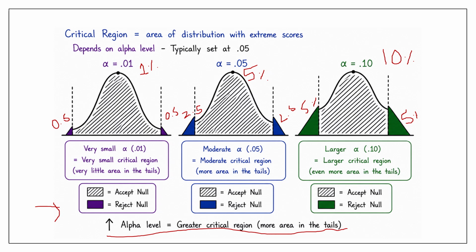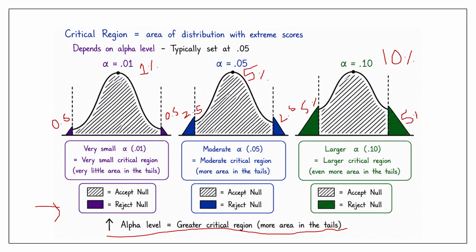Now, the other thing I want you to notice here before I move on is that obviously when the critical region is larger, it is easier for us to reject the null hypothesis because more of the scores in the distribution are considered extreme. And actually, one more thing before I move on that is also important.